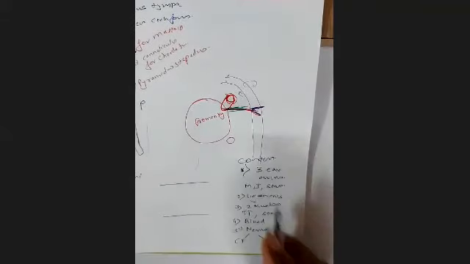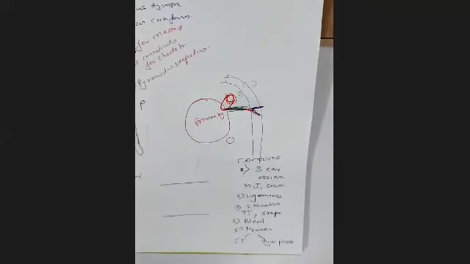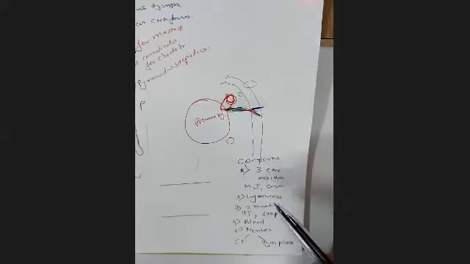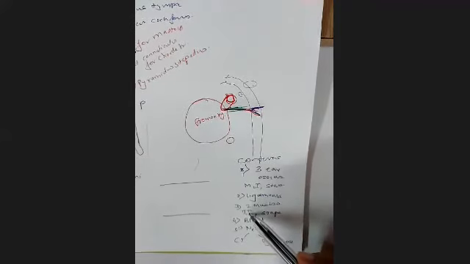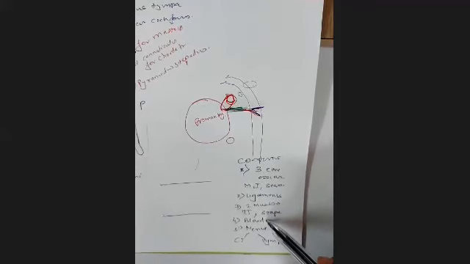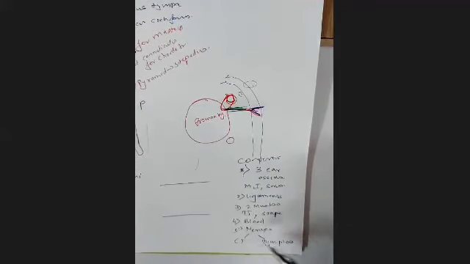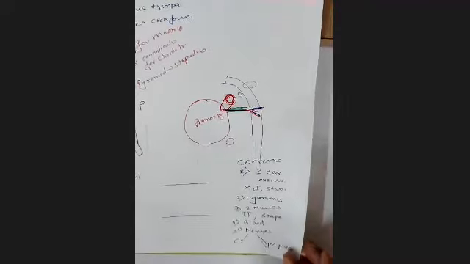So these are the contents of the middle ear. The contents of the middle ear are 3 ear ossicles, the ligaments, two muscles, tensor tympani and stapedius. There are blood vessels and nerves. What nerves are there? Chorda tympani and tympanic plexus.